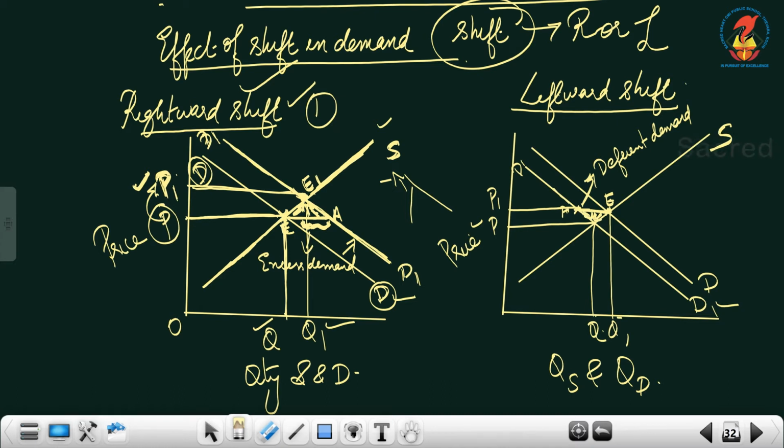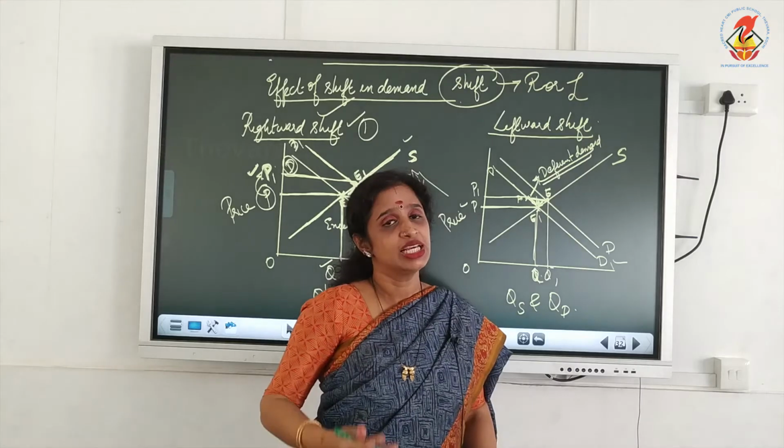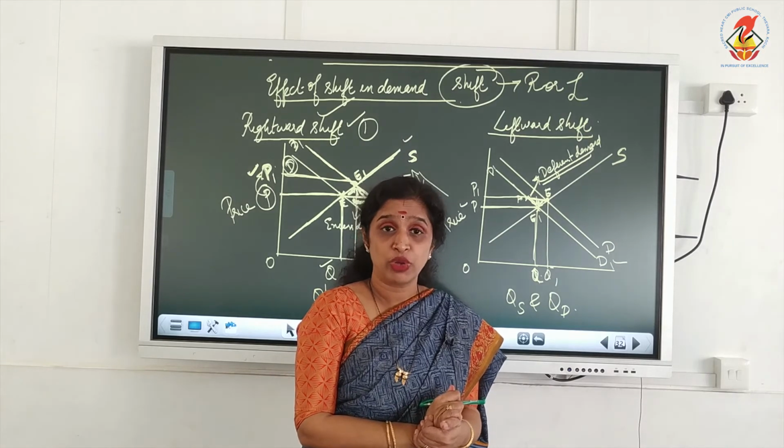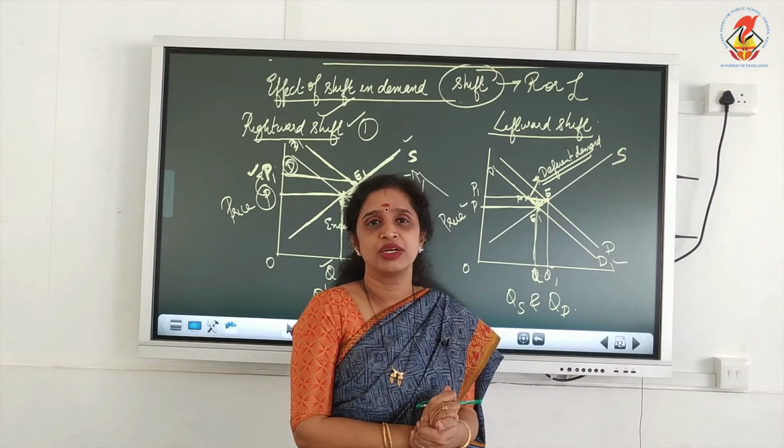So expansion of demand and contraction of supply both move in the same direction, and finally it reaches a new equilibrium point by wiping off all the deficient demand. At the new equilibrium point, the price is fixed lower than P1, that is OP, and the new quantity is OQ. This is how we explain a leftward shift of the demand curve. Similarly, you have to explain the supply curve as well.